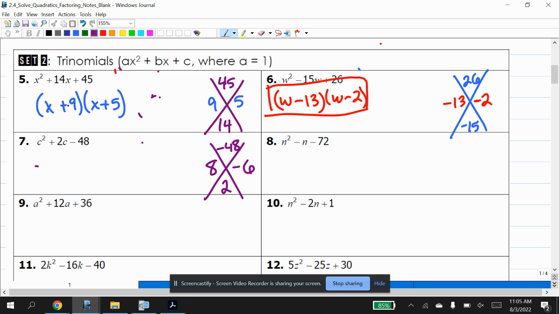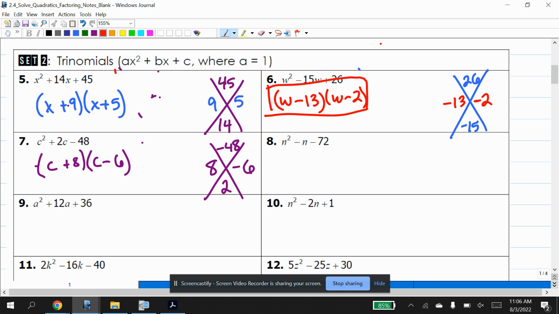There's nothing in front of the c squared, so that means I can take my shortcut and go c plus 8, c minus 6. If you wrote c minus 6 first and c plus 8 second, it's the same thing. Doesn't matter. That's that commutative property of multiplication. Doesn't matter what order you write it in. It's the same. Okay. Not too difficult. This is pretty easy stuff.